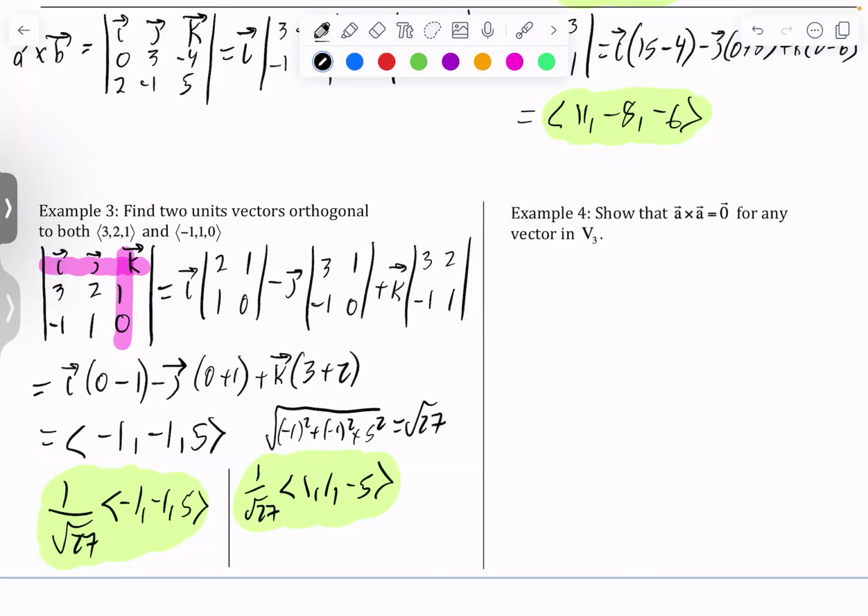All right, so we want to show that vector A cross vector A gives us our 0 vector, or any vector in 3 space. So let's set this up.